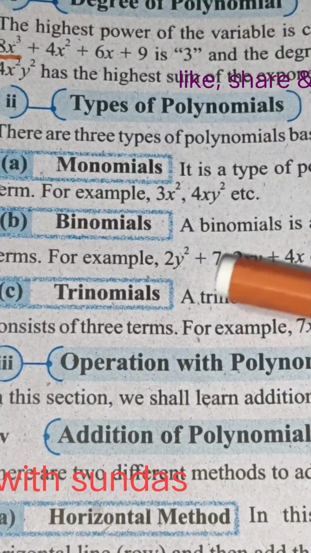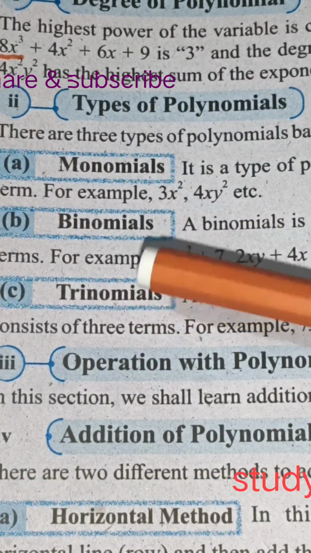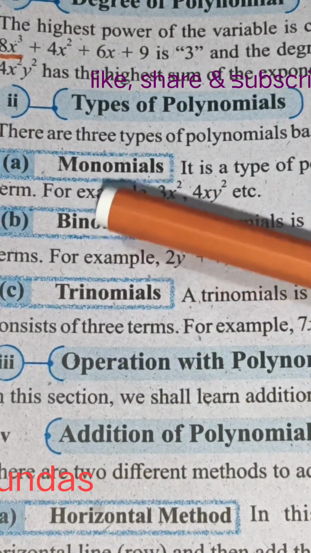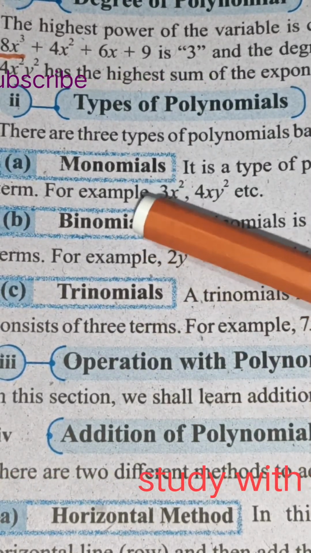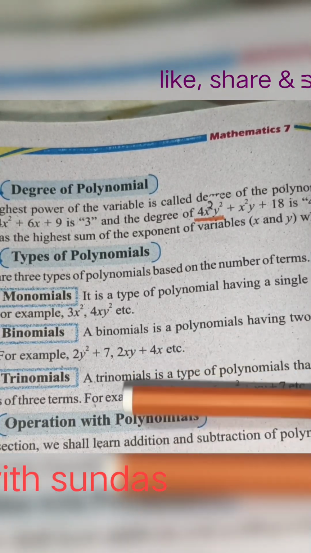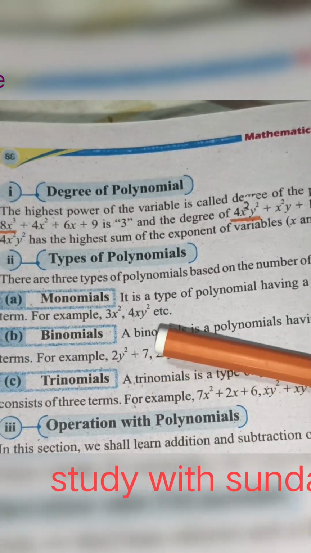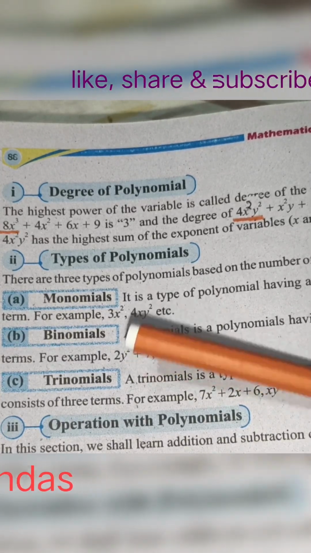So students, now looking at the types of polynomial, there are 3 types of polynomial: monomials, binomials, trinomials. Name से जाहिर हो रहा है, mono means 1, bi means 2 and tri means 3. So monomials. It is a type of polynomial having a single term like 3x square, and this is a single term. 4xy square, this is a single term. So this is monomial.